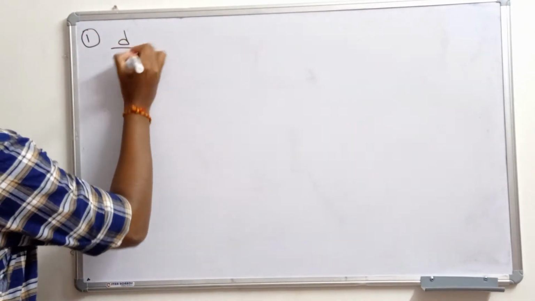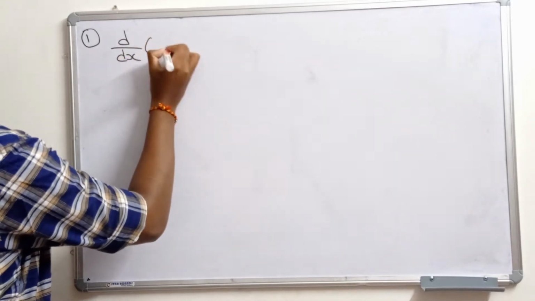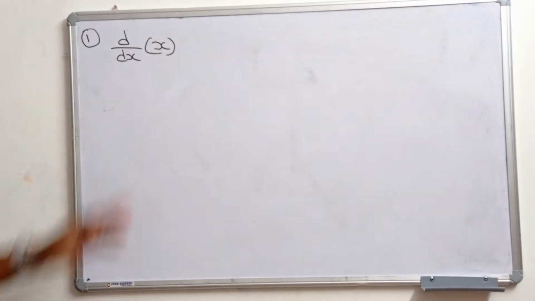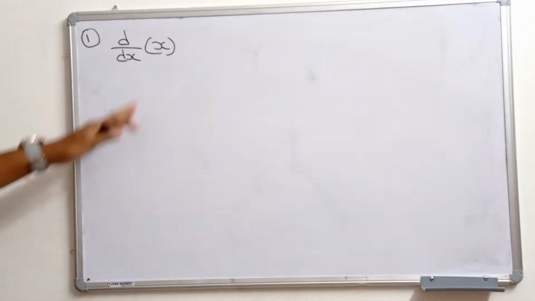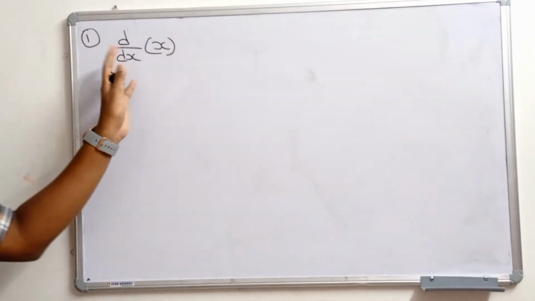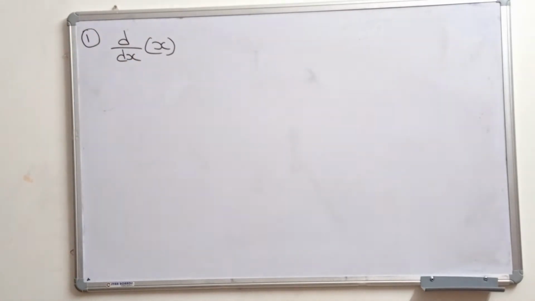D by dx of x. First, differentiate x with respect to x. When you differentiate x with respect to x, there is a formula also, but I have told you a direct trick. First, do this fast. I am giving you 30 seconds, guys. You have to do it. No, not 30 seconds, 10 seconds is more than enough for this problem. Come on, guys.